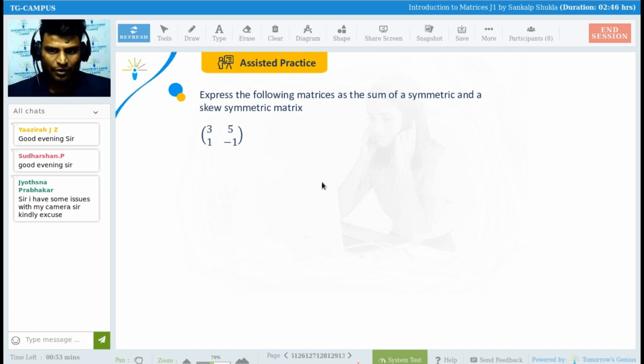Fine. Okay. Now this is something very important for CBSE as well as for JEE, because this same question has occurred in CBSE also. Express the following matrices as the sum of symmetric and skew symmetric matrices. I am sure that in this session we haven't discussed what symmetric and skew symmetric matrices are, right? I'll tell you what symmetric and skew symmetric matrices are.